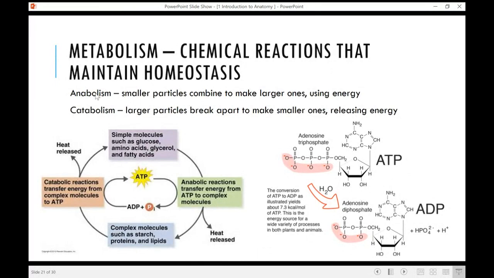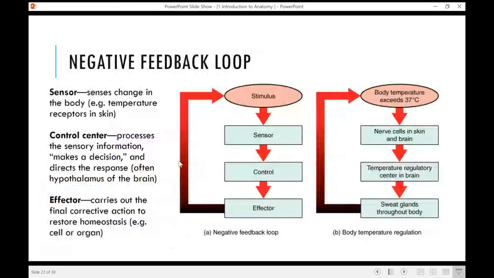So when we do anabolism or we build it up and we use energy, we can store the energy within the bonds. And when we break those bonds apart and we do catabolism, we're going to release the energy back out. So a lot of what happens within our body is done through feedback, okay? And when we have a negative feedback, we have a sensor, a control center, and an effector, okay?